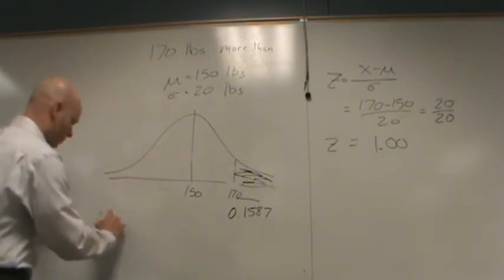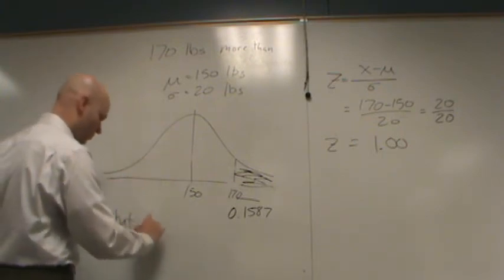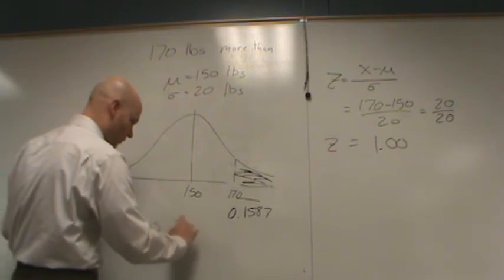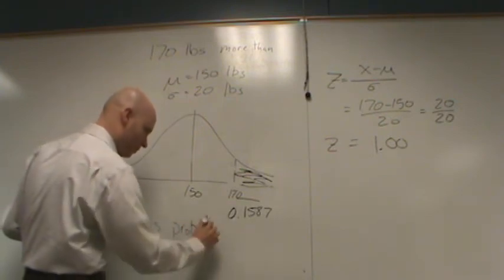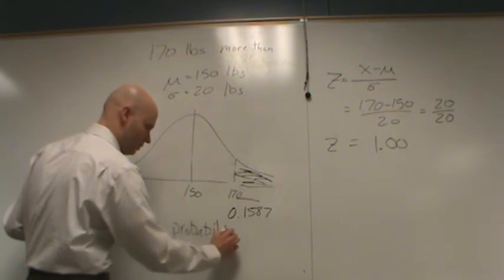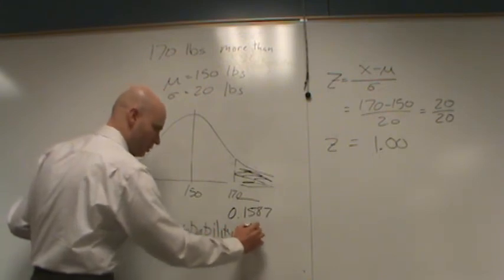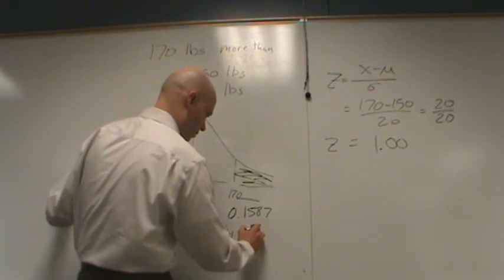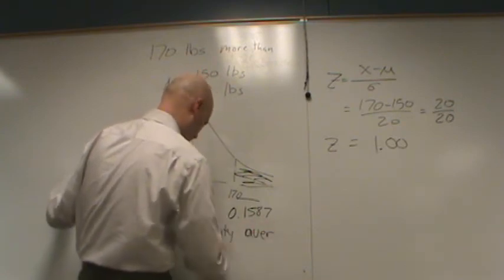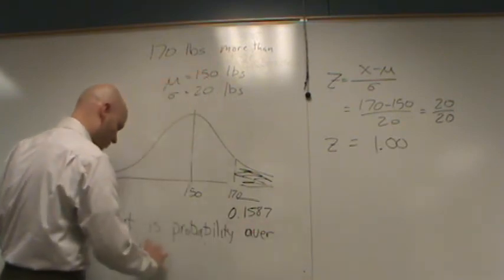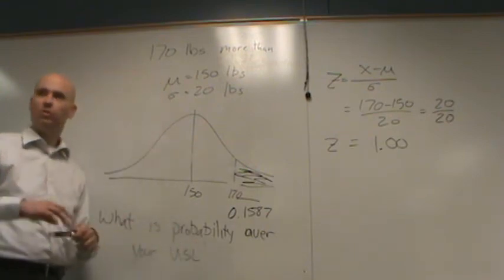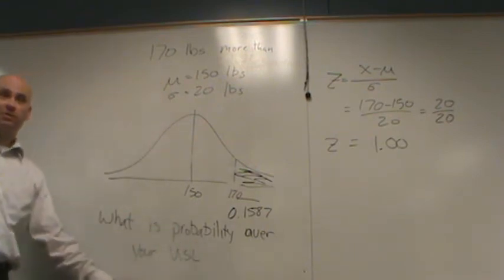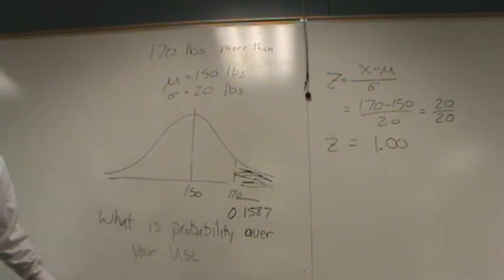So we'll put it this way. What is the probability of being over your upper specification limit that you used on your homework assignment for the CP value I asked you to calculate?